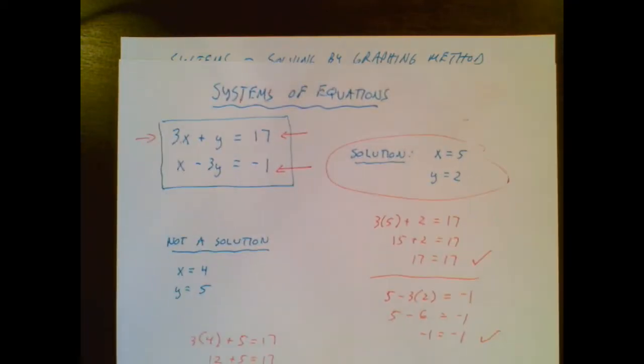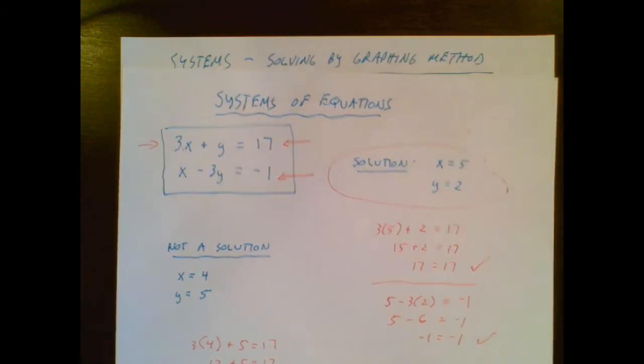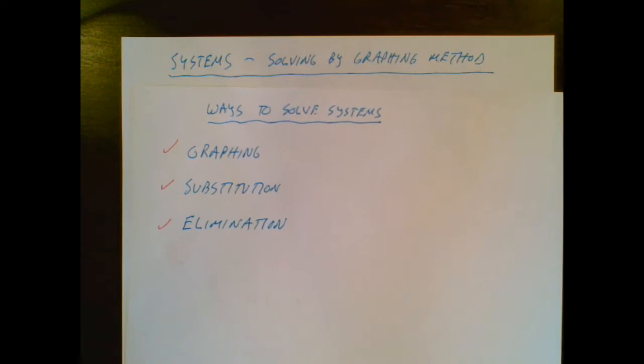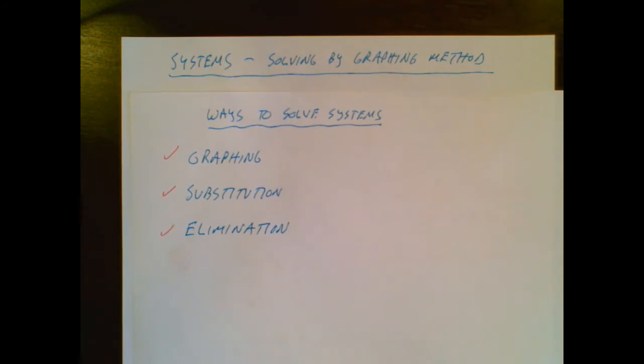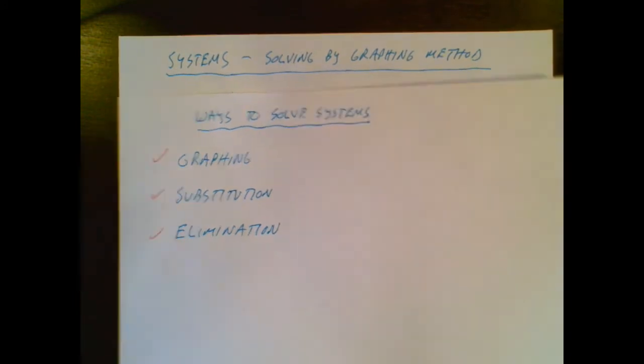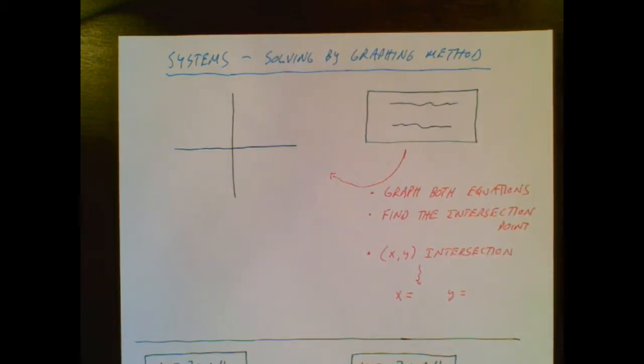We've had our introduction to systems of equations, and during the introduction, we said we're going to need to solve systems of equations three different ways: one by graphing, one by substitution, one by elimination. We're going to look at the graphing method for this video.